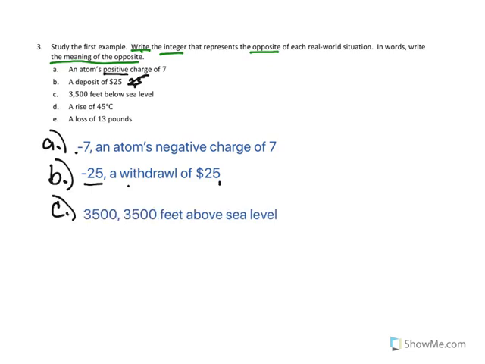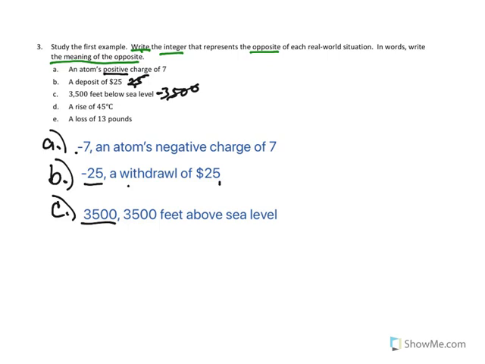Okay, so 3,500 feet below sea level would be -3,500 feet. However, the opposite of that is positive 3,500, sorry, which would be the integer, and 3,500 feet above sea level would be the opposite of being below sea level.